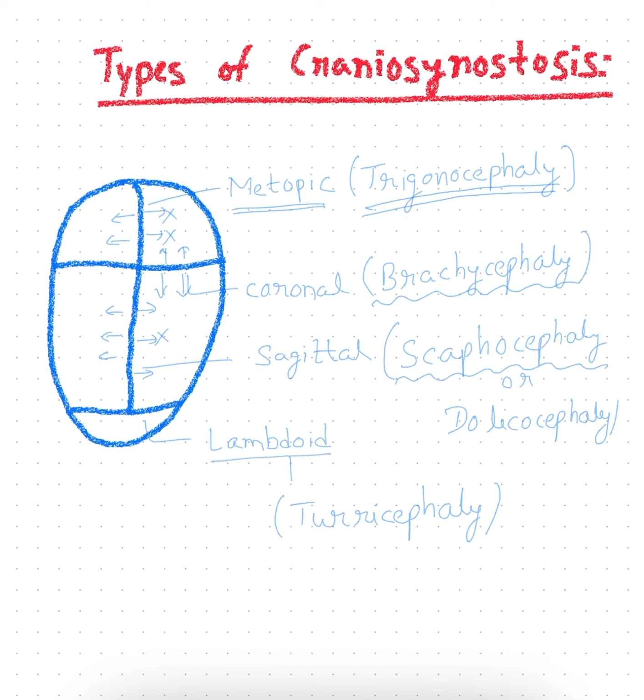And lambdoid, or turicephaly, is the least common among all of them. So these were the types of craniosynostosis. Thank you.